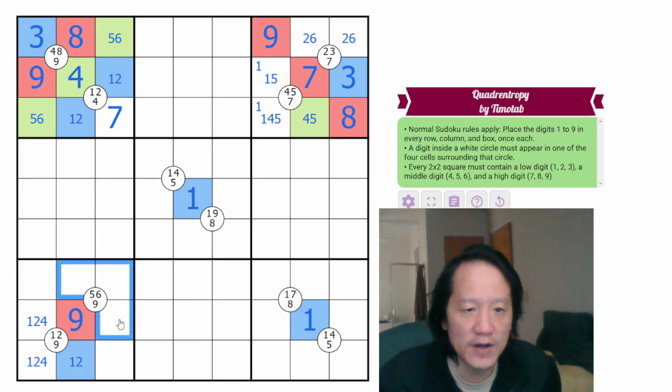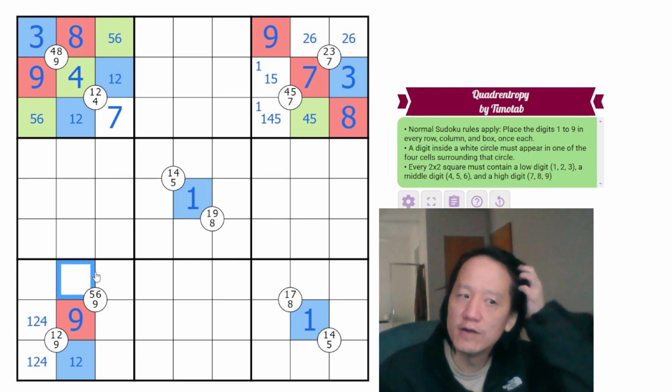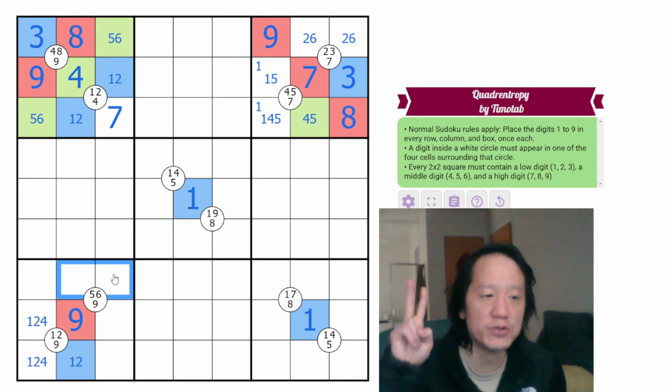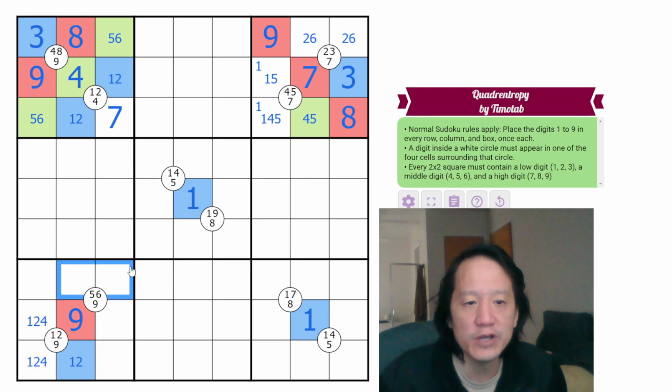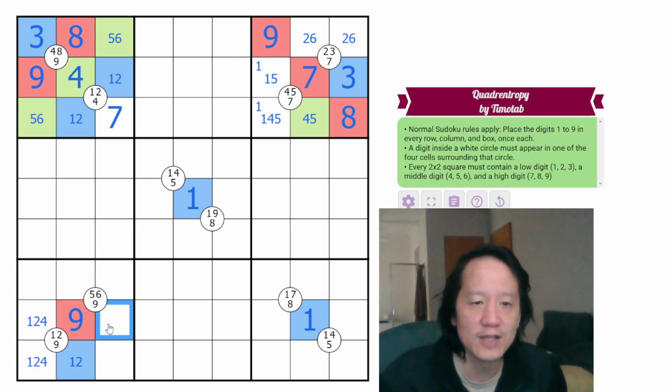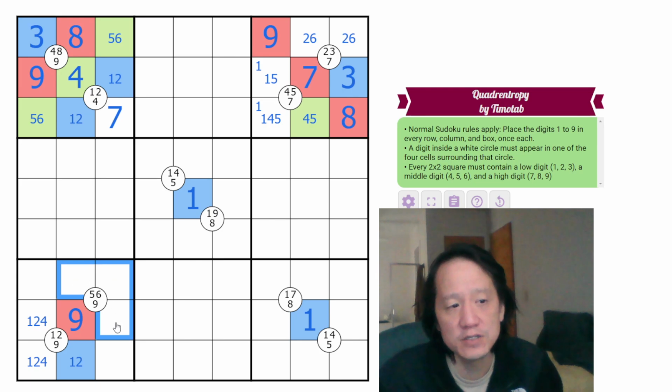This has to be 5, 6, and 9. We have 5 and 6 are two middle numbers. 9 is obviously a high. Therefore, we need one low to go in this 2 by 2 area. And we already have used 1 and 2 in the box. Therefore, what's the last digit that can be a low in these three cells? It has to be 3. So this is 3, 5, and 6. Oops. This is 3, 5, and 6 available here.